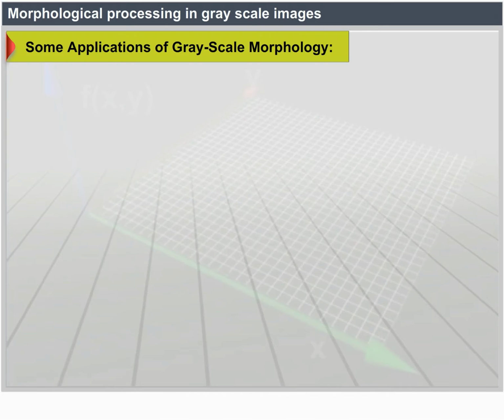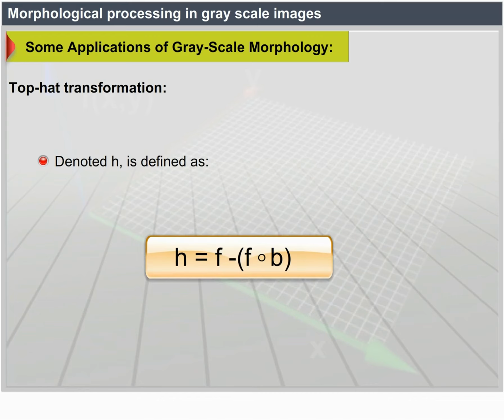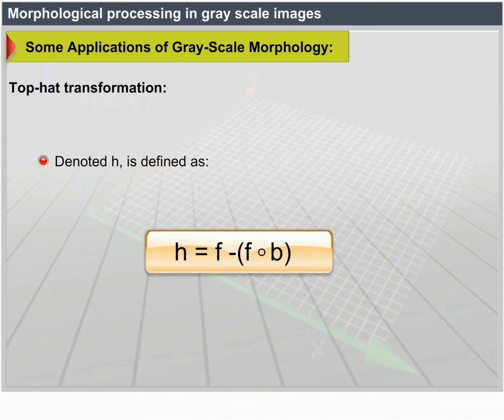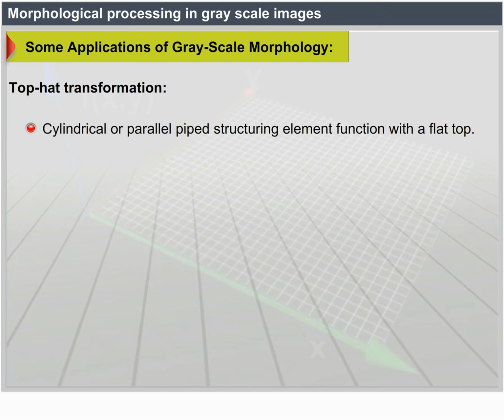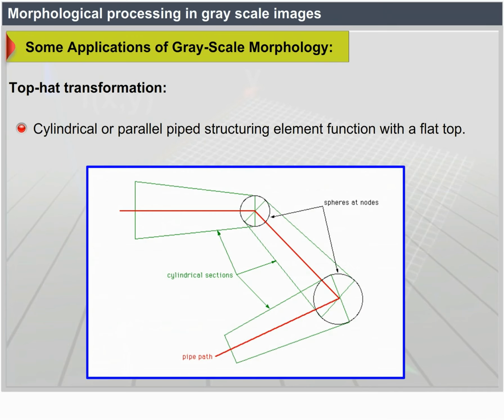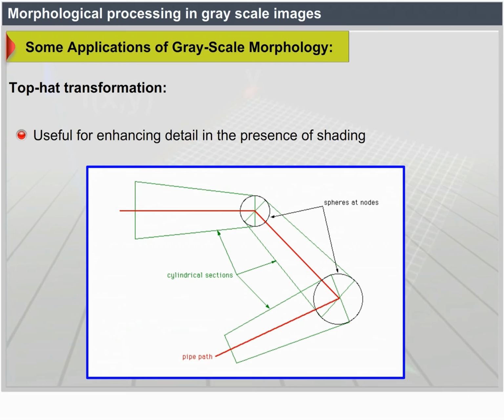Top hat transformation. Denoted by H, it is defined as H equals F minus F opening of B. Cylindrical or parallelepiped structuring element function with a flat top. Useful for enhancing detail in the presence of shading.